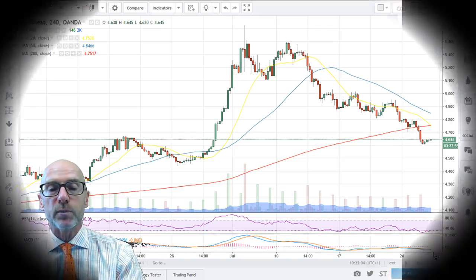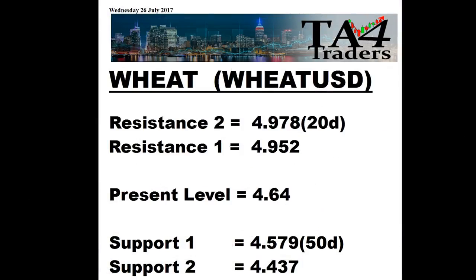Okay, looking at the support to resistance levels, resistance at 4.952, and then at the 20-day 4.978, with support at the 50-day 4.579, and then at 4.437. So that's been TA for Traders, having a look at the price of wheat.